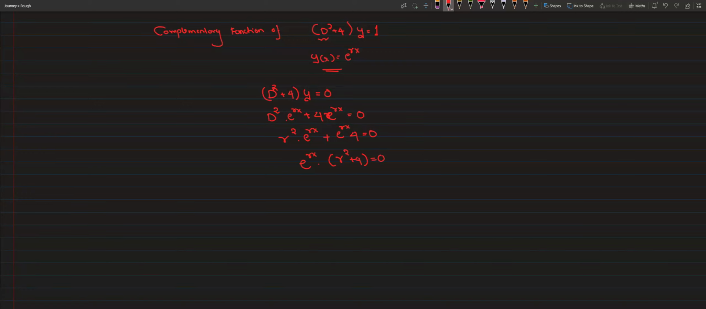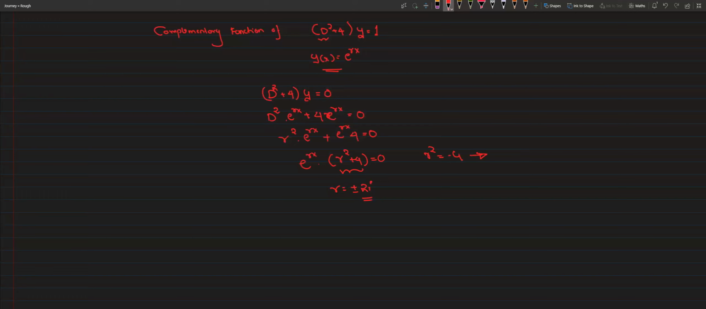If we simplify this particular equation, then we will get r equals plus or minus 2i, the solution of r square plus 4, because r square will become minus 4. The solution of this is plus or minus 2i.